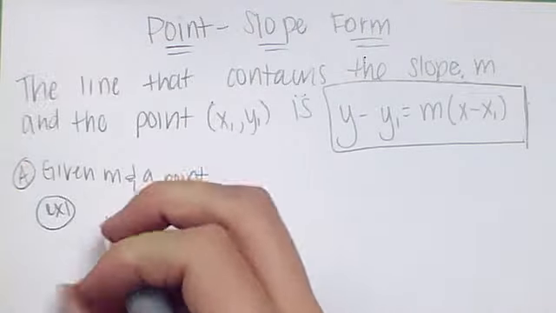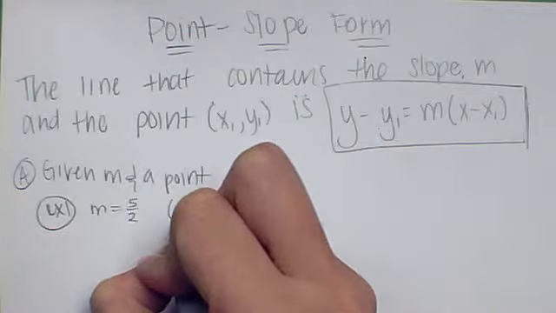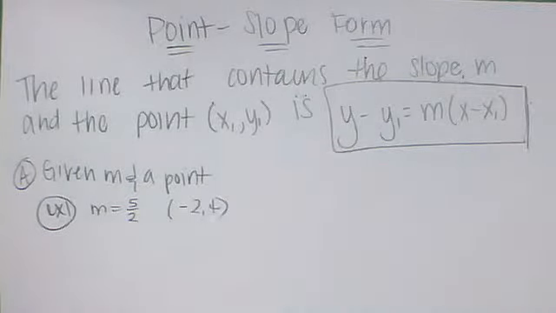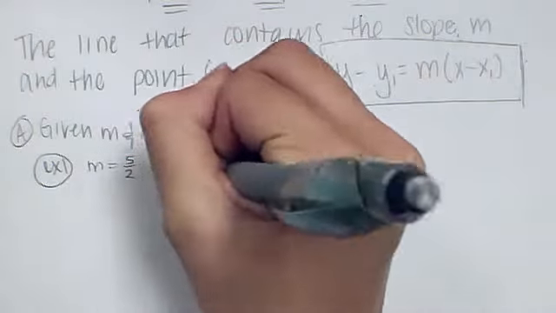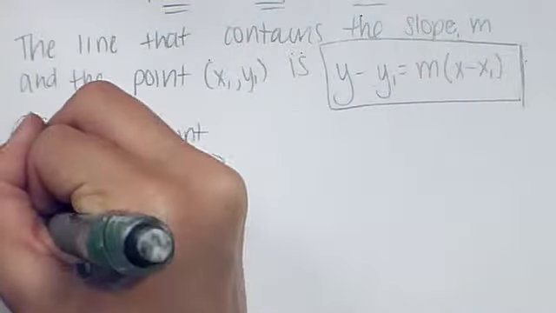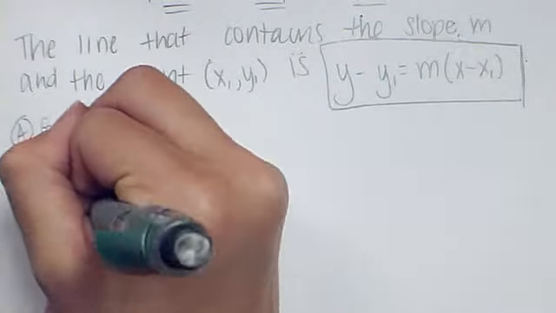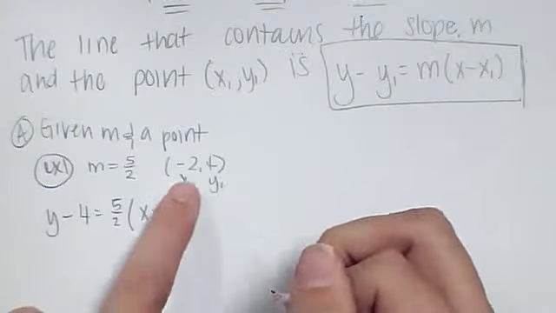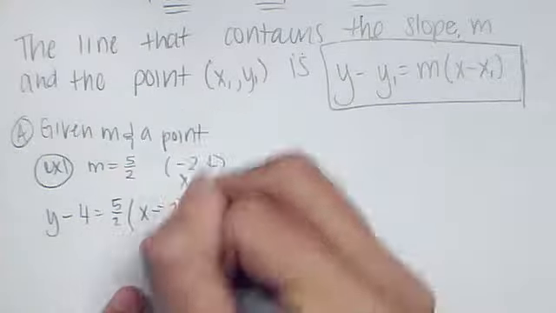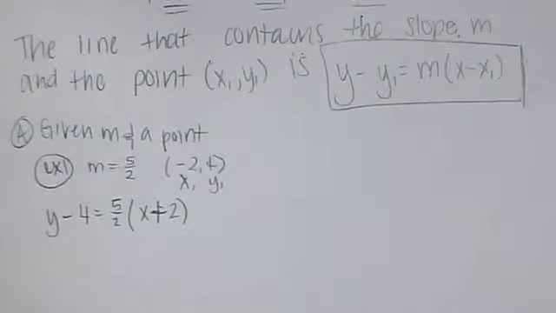Example number 1. If m equals 5/2, and the point is negative 2, 4. The first thing you want to do is label everything you have. The m is already labeled. This is x1 and this is y1. Then I'm going to plug it in. Y minus 4 equals m, which is 5/2, times x minus, and then I'm going to put in x1, which is negative 2. Here I have a negative negative, so this becomes a positive in the middle.